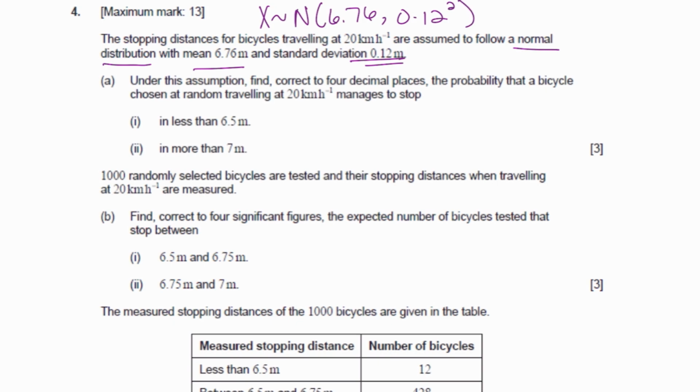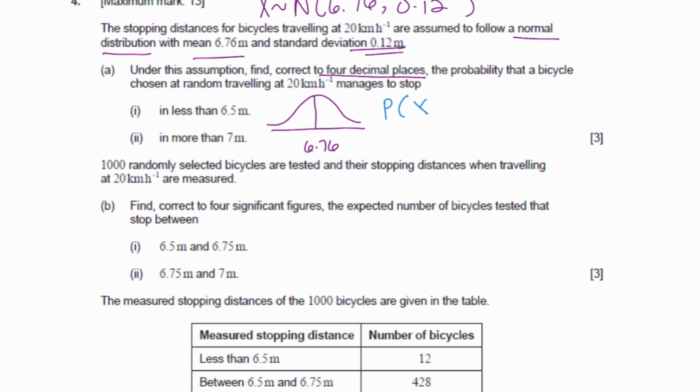Okay, so under this assumption, find correct to 4 decimal places. Pay attention when they ask you to round in a very specific way, because if you don't round to what they're asking you to, you're not going to get the last point. So the probability that a bicycle chosen at random traveling at 20 kilometers per hour manages to stop in less than 6.5 meters. This is a normal curve. The mean is right here in the center, 6.76. You're trying to determine the probability of x being less than 6.5. So 6.5 is right here. I would shade everything that is to the left of it. This shading of the normal distribution curve is considered my work.